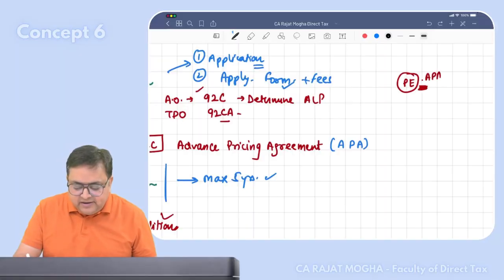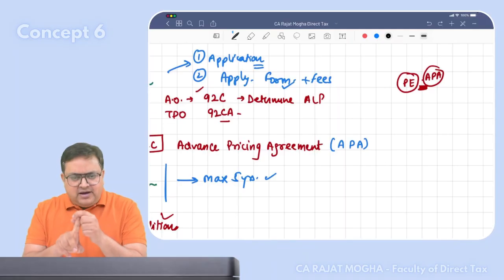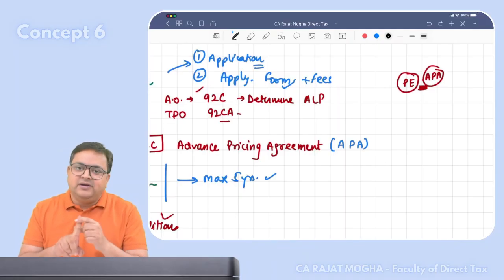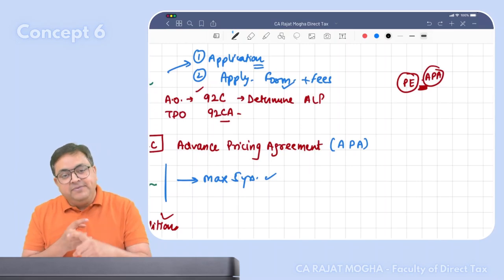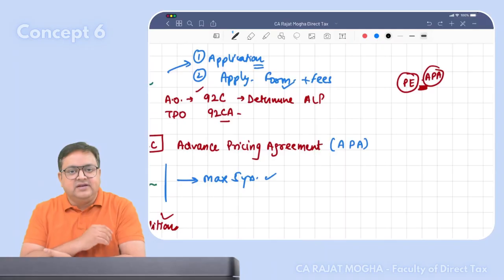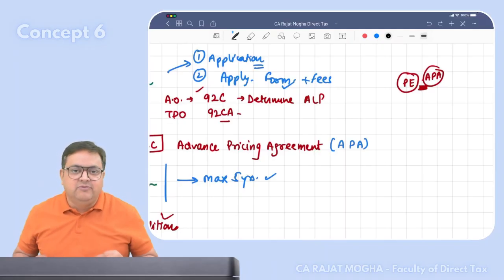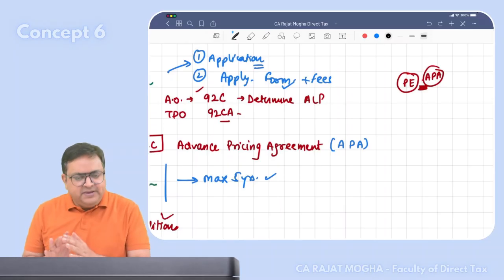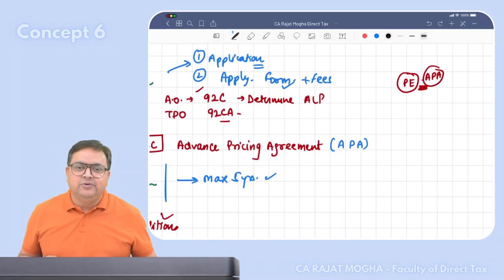APA can be taken. So today, APA can be taken for two things. Our point of discussion in this chapter is for ALP or for the method of ALP. But second, APA can also be taken in case we have a PE which has a business connection, to determine the income of that PE, right? That PE is actually not part of this chapter. I'll be discussing it with you in the chapter of non-resident taxation, right?